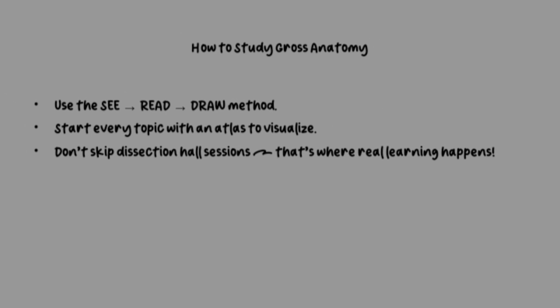So how to study gross anatomy? Start every topic with an atlas to visualize, and please don't skip dissection hall sessions, because that is the place where you actually learn. And you can use this method, which is see, read and draw. In dissection hall you will see the structures and body parts. Try to read from book and then try diagrams, because anatomy is all about diagrams.